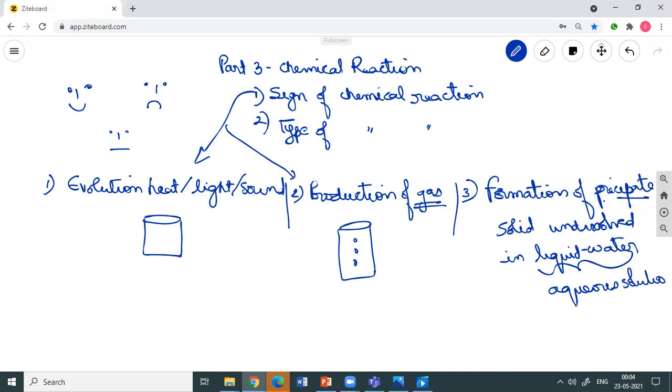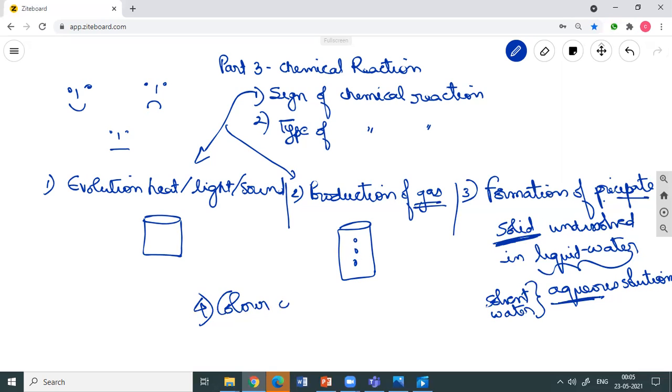The word aqua comes from a French term, I think. Aqua means water. So here aqueous solution means where the solvent is water. So the solvent is water, children, that means it is an aqueous solution. So the formation of precipitate takes place, that means a solid is being formed which remains undissolved in the liquid, certainly water. And the fourth type of indicator is, children, color change.